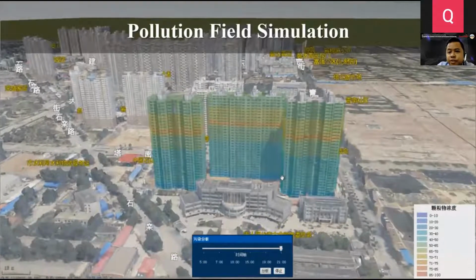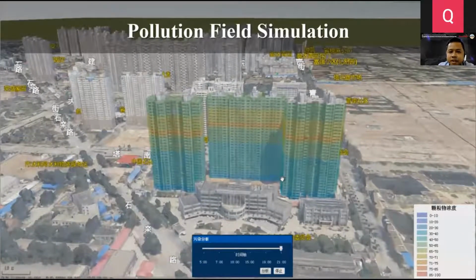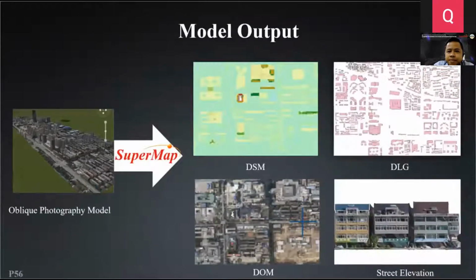So let's move to the data output. SuperMap is able to export into other data formats from the oblique photography model, such as the digital surface model, DSM, digital line graph, DLG, the DEM format, and also the street elevation format.